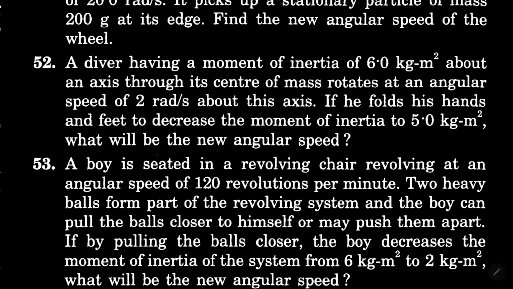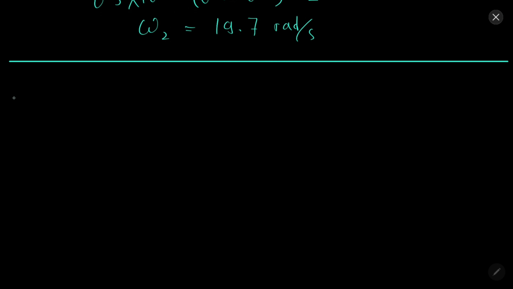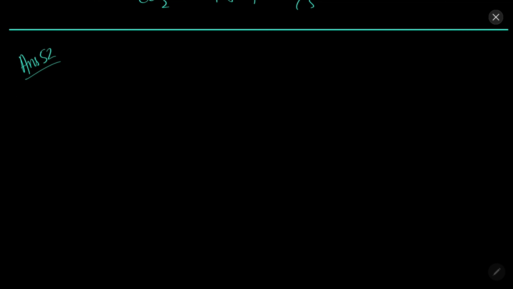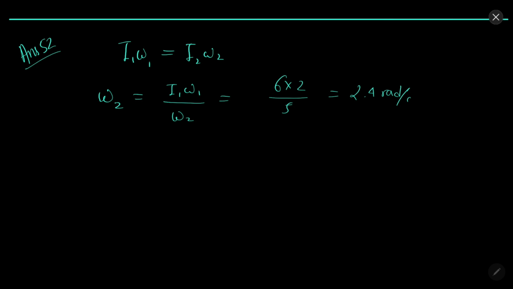In 52, there is a diver having some moment of inertia about an axis through center of mass. So this diver rotates at some angular speed. If he folds his hands and feet to decrease the moment of inertia, what will be the new angular speed? So this is solution 52. Again, using conservation of angular momentum, omega 2 will be I1 omega 1 over I2, which will be 6 into 2 over 5, which will be 2.4 radian per second.